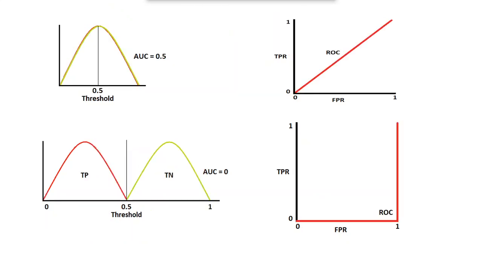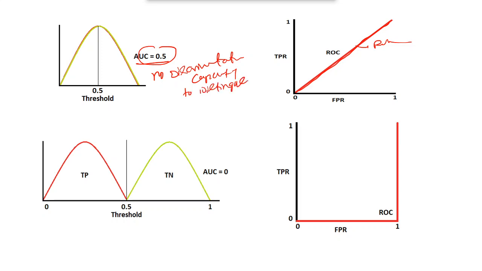Suppose here the AUC score is 0.5. An AUC score of 0.5 means this is the random classifier. So here there is no discrimination, no capacity to distinguish between positive and negative classes.